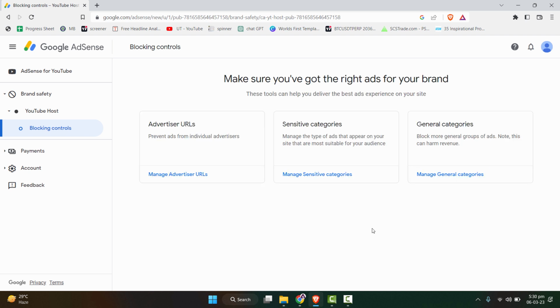So guys, this is how you can choose the categories and block the inappropriate ones, to put yourself at ease and give yourself peace of mind, as many people have some confusion about YouTube ad earnings. So in that way, you can try to make your YouTube income halal.